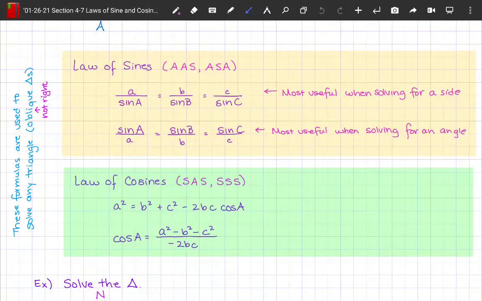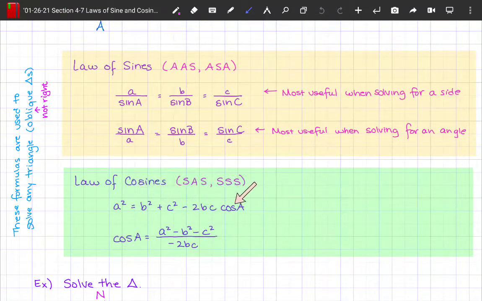But this version, the reason why we have two versions, this one's easier to use when you're trying to find a side, because your unknown is on top. In general, in math, if you can put your unknown in the numerator of a fraction, it's easier to solve for. And then this version on the bottom with the angles on top, it's most useful when solving for an angle, because now the angles are on top. And law of sines we use when we're given AAS or ASA. If you're not sure what that means, I'll explain that when we look at an example.